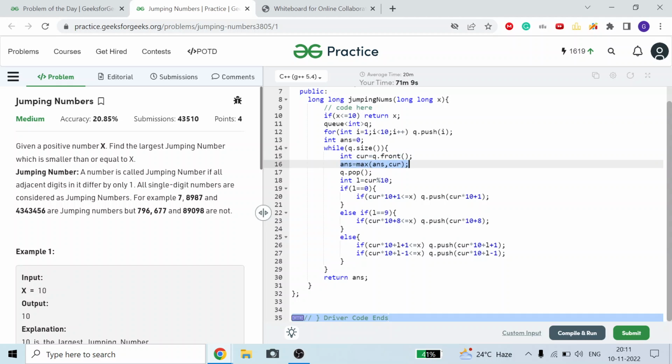I will update my answer as the maximum of answer comma current, because I know the current number will always be less than or equal to x. So my answer is the final number. Answer will represent the maximum number that can be possible. Okay, I will update it on each iteration.